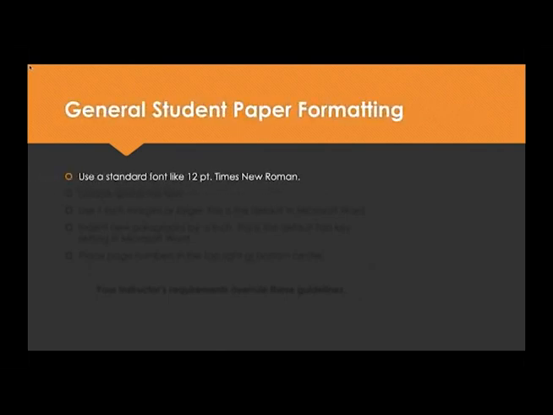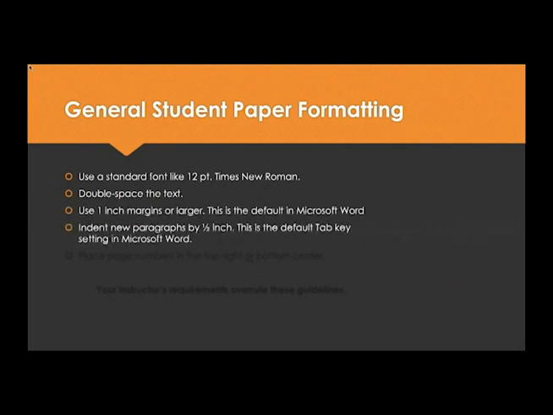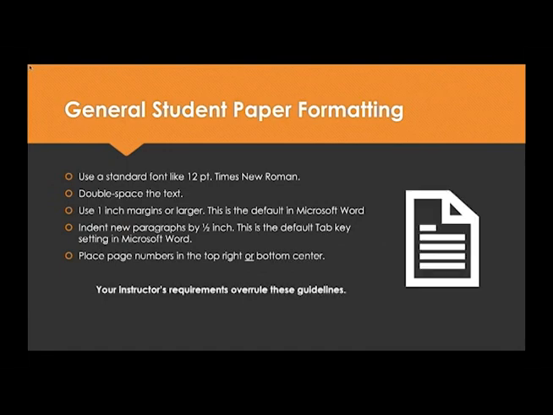So now we'll discuss some general student paper formatting. These are just some general guidelines that professors typically but don't always ask students to follow when it comes to writing papers. So you'll want to use a standard font like 12 point Times New Roman. Double space your text, use 1-inch margins or larger. This is the default setting in Microsoft Word.